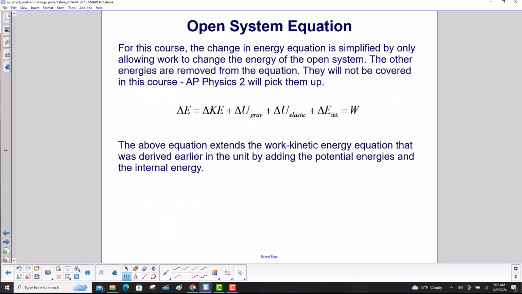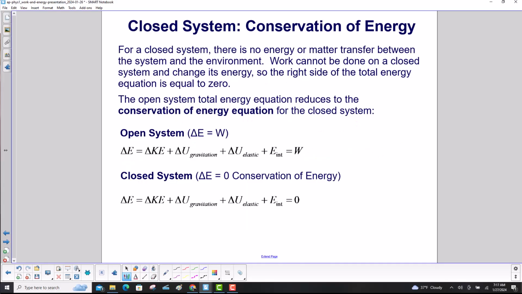For this course, the change in energy equation is simplified by only allowing work to change the energy of the open system. The other energies are removed from the equation. They will not be covered in this course. AP Physics 2 will pick them up. So now we have our change in energy is going to equal work. This extends the work-kinetic energy equation that was derived earlier in the unit by adding the potential energies and the internal energy. Now let's move to a closed system.